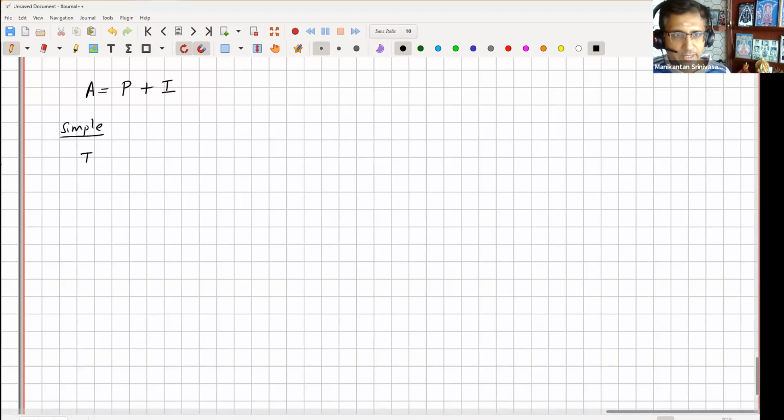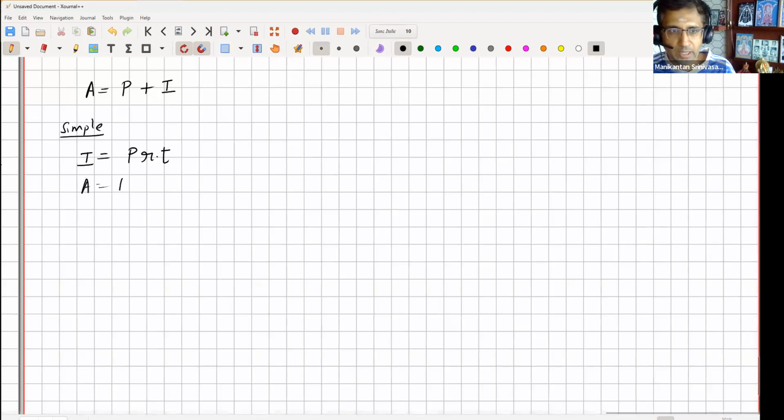So for simple interest, your I is calculated as your P into R into T. Sometimes people write PRT by 100. I don't like to do that because R is already a percentage. If R is 8%, it is 8%. The 8 by 100 is understood. You don't need a further divide by 100 and confusing things. So I is just P times R times T. And then you calculate your amount as P plus PRT, so it becomes P times 1 plus RT.